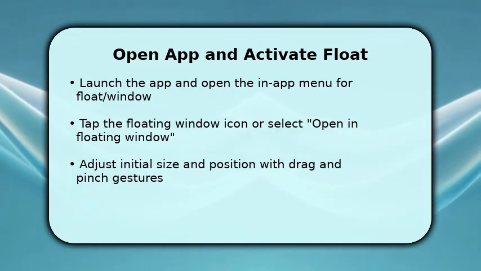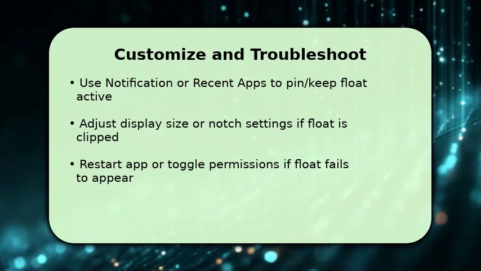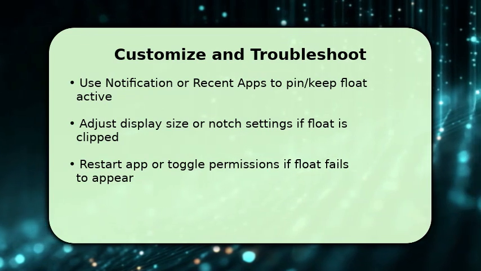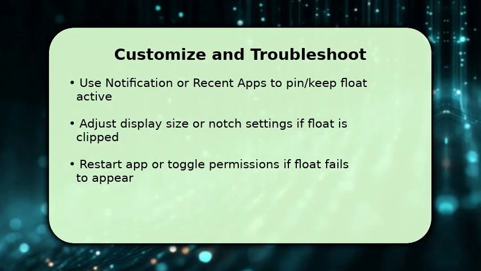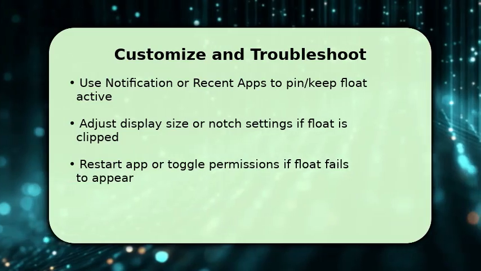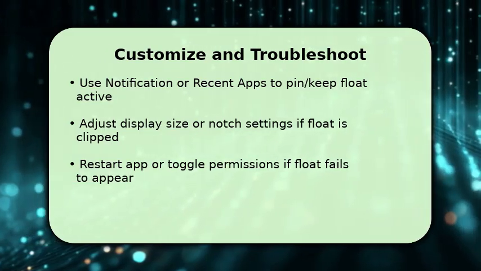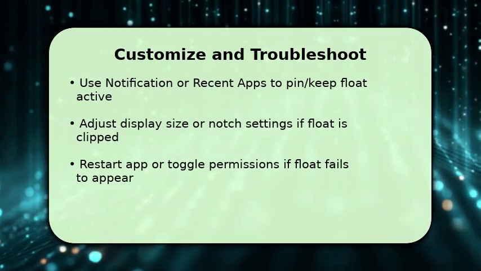Finish by customizing behavior. Use the recent apps or notification controls to pin or keep the floating window active, and tweak display size or notch settings if the window is clipped. If the float won't appear, restart the app, toggle the floating permission off and back on, then reopen the app. This refreshes system overlays. If problems persist, reboot the phone to clear the window manager.